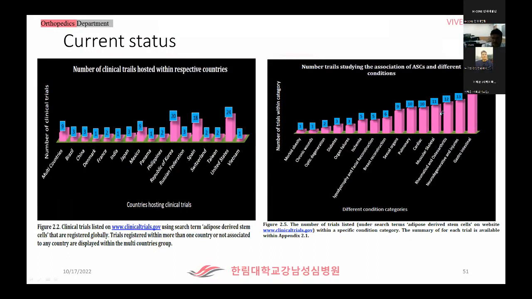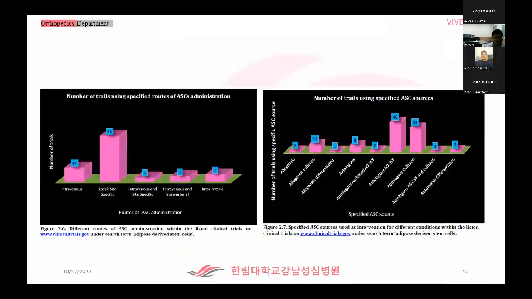So yes, adipose-derived cells have a lot of future. And the number of trials using a specific route, especially a local site, is very important. As I say, we want to make patch-specific or wound-specific insertion of the stem cells to improve wound healing as well as regenerate the tissue or organ itself. You can see the number of trials using specified adipose resources.